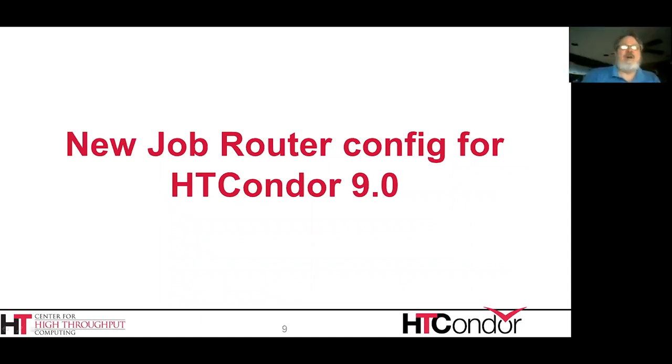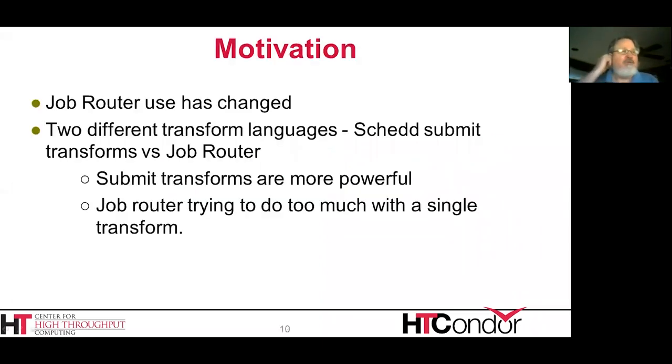All right, so we're going to talk about the new configuration for the job router, and of course the CE is essentially a special predefined configuration for the job router, along with a bunch of other scripts and config. So the reason we changed the job router config was essentially that we had 2 different transform languages in Condor. That was the one used by the SCHTC's submit transforms and the one used by the job router. And the SCHTC's submit transform language is just more powerful. And so we ported that into the job router.